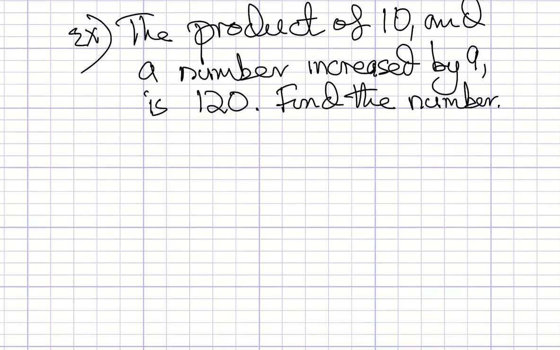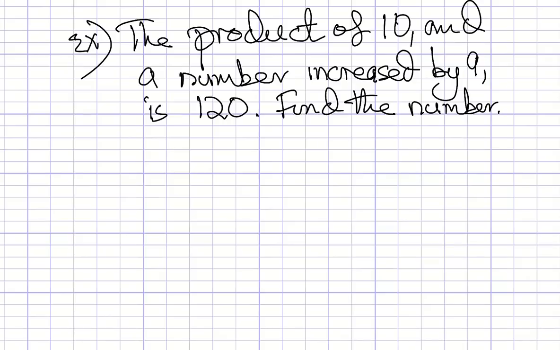Here is an example. I'm going to read the example out. It says, the product of 10 and a number increased by 9, it's 120. Find the number. The product of 10 and a number increased by 9 is 120. Find the number. Notice what is going on there. Notice it says the product of 10, comma, and a number increased by 9, comma, is 120. Find the number. So the comma is important because you don't want to misread that.